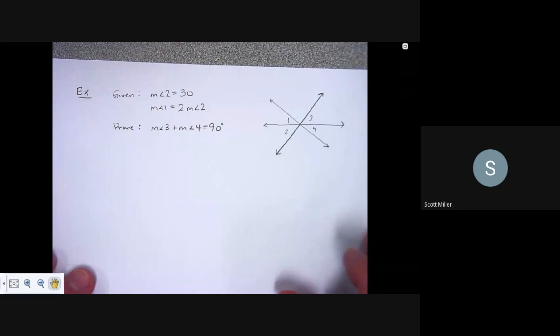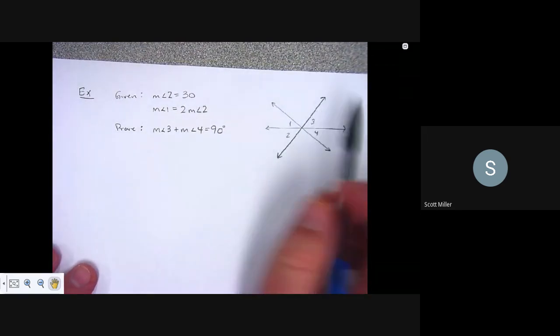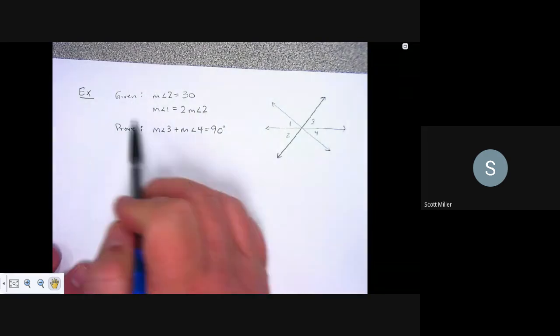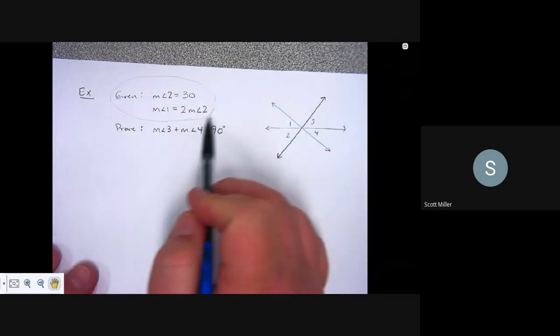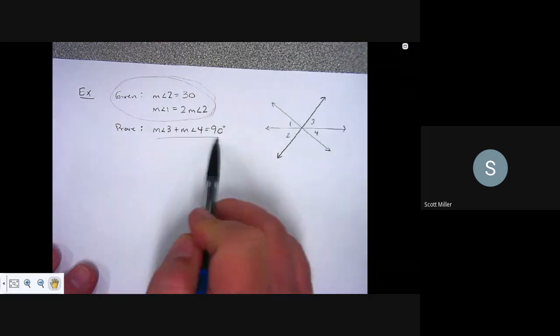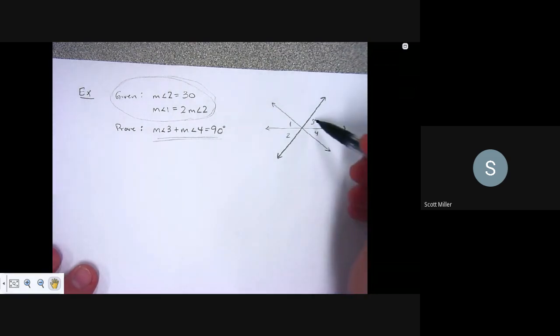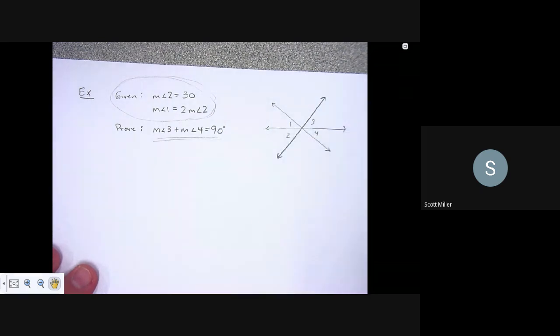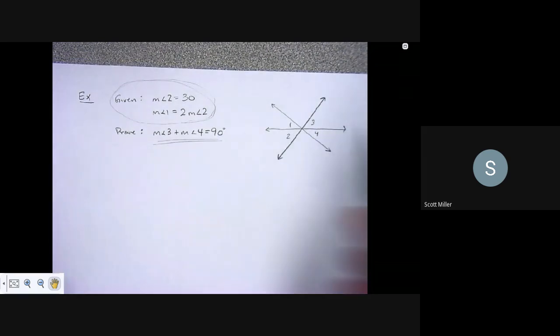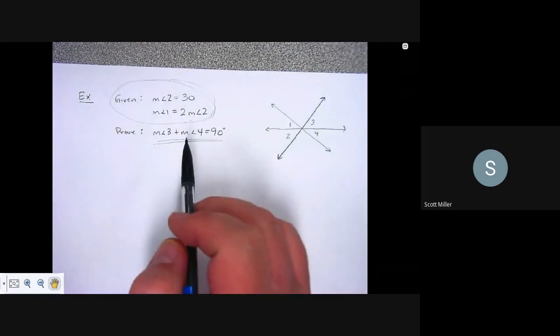We'll start with this one right here. Here's the kind of setup they give you. A lot of times they'll give you a picture, and then they'll give you some information. This is the given information. This is the stuff you start with. From this, I need to make an argument that shows that the measure of angle 3 plus the measure of angle 4 is indeed a 90-degree angle, in a convincing argument, starting with this knowledge right here.